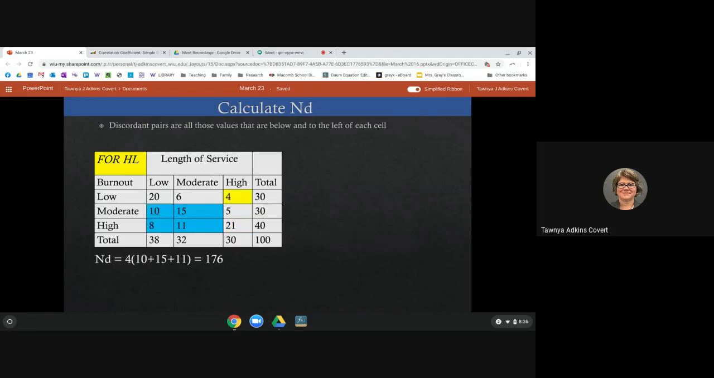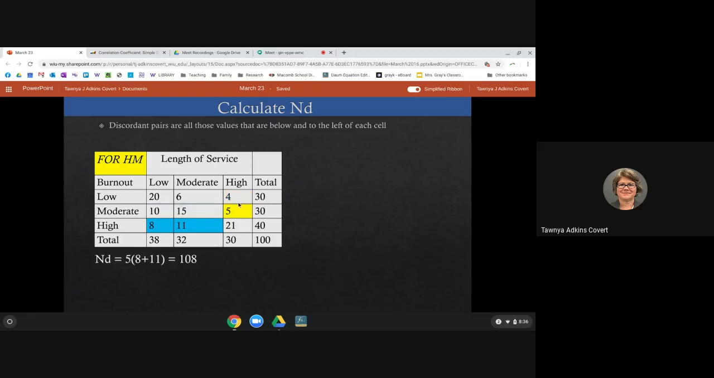Now we have to calculate ND, or what are called discordant pairs. And those are the values that are below and left of each cell. So now we're going to start with our high length of service and low burnout, and we're going to go down and to the left. So we're going to take our value of 4, and we're going to multiply it by the sum of the frequencies in all of those cells that are below and to the left. So for this cell here, it is 176.